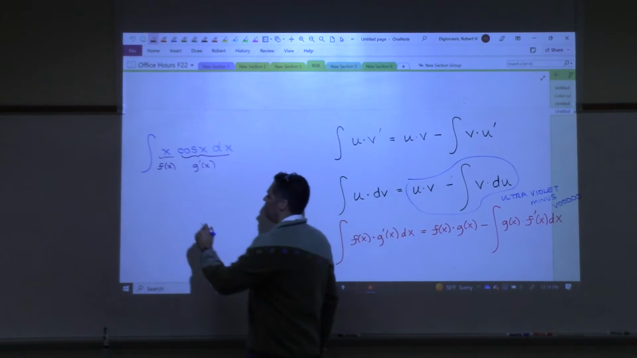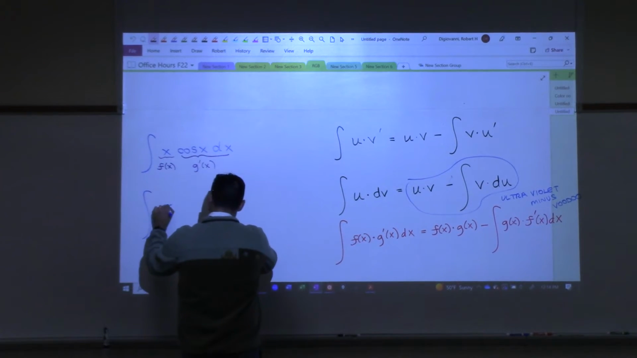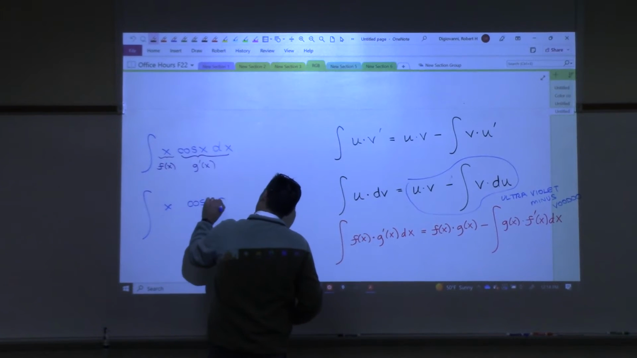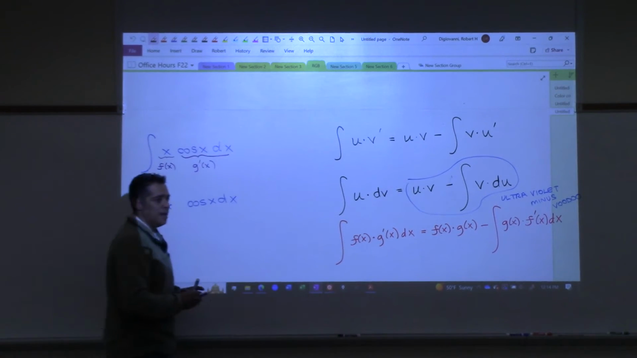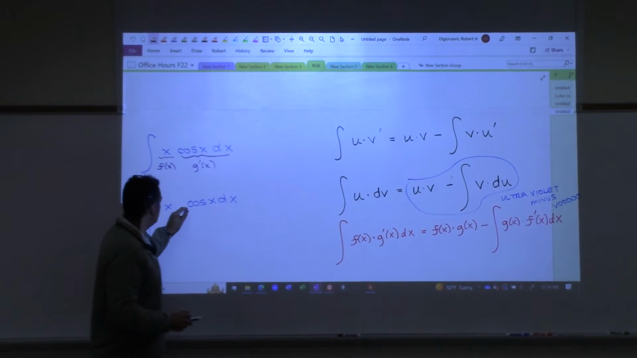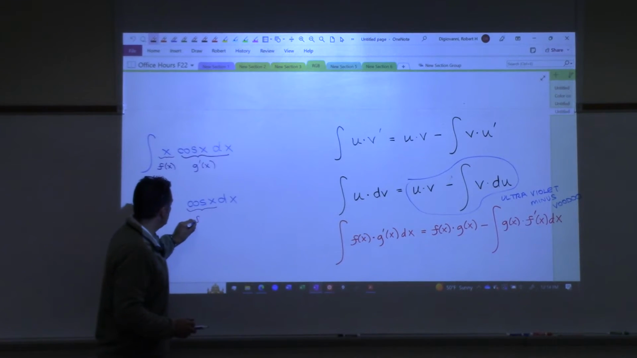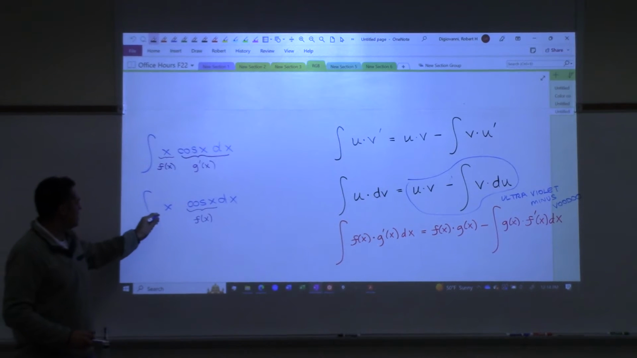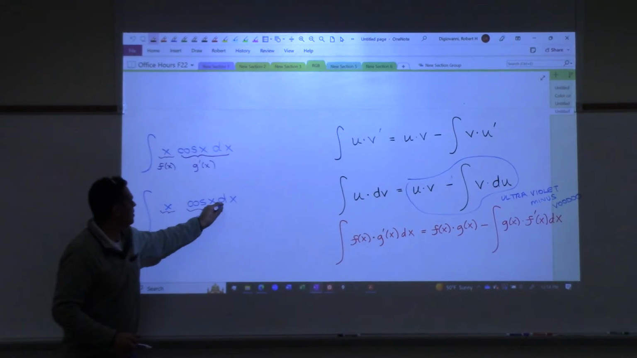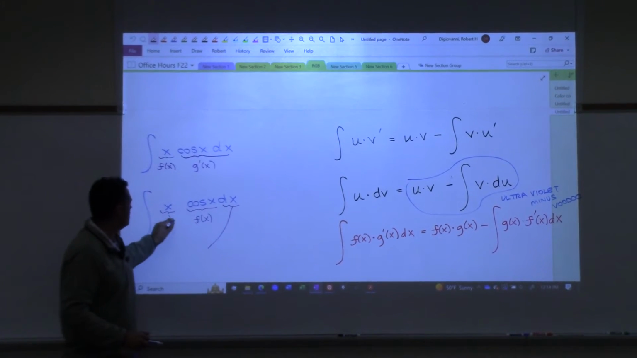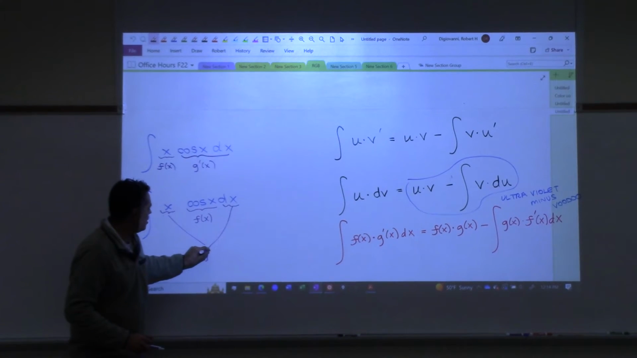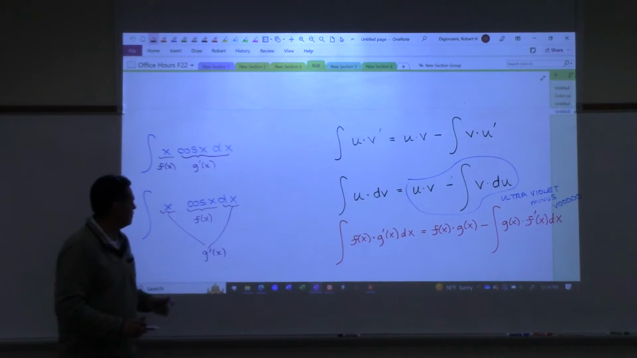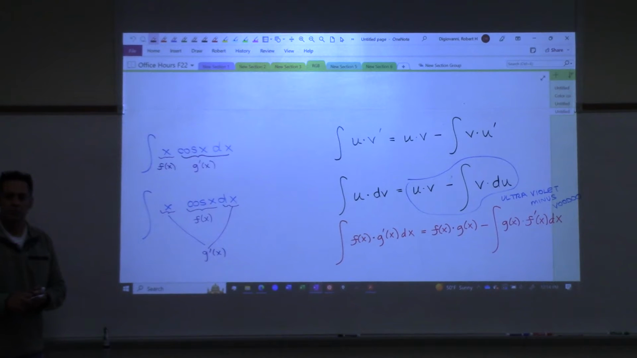All right, that's not the only way though. I could have done it reversed, right? I could have said that this is the f of x, right? And then the x with the dx together, that's my g prime of x, sorry. Could have, right?